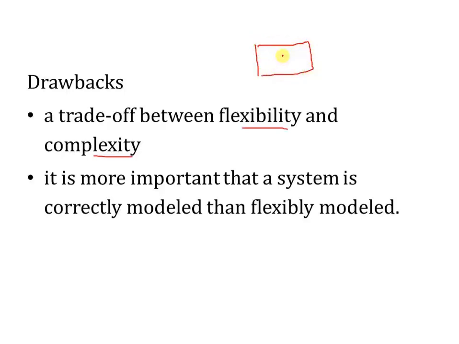If a system is said to be very simple, then it will be very tough to be flexible. That is, if I want to add an operation into it, it is very tough to add, such that it will become more complex. So if the system is simple enough, it cannot perform all the operations. The second drawback is that it is more important that a system is correctly modeled than flexibly modeled. So it should be correctly divided actually.